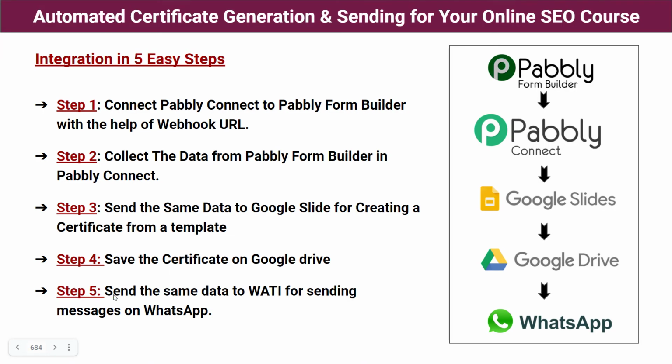So the next and the final step is to send the same data to Vati for sending messages on WhatsApp. So now we are going to send a message on WhatsApp, and we are going to connect the link also with that message. And to do that, we are going to use another application which is Vati. So now I am going to tell you what Vati is and how we are going to use it.